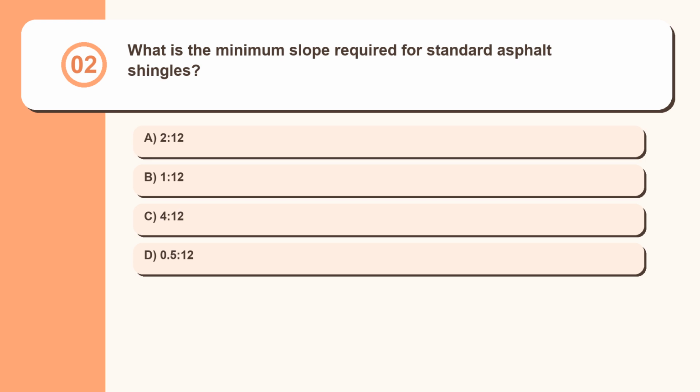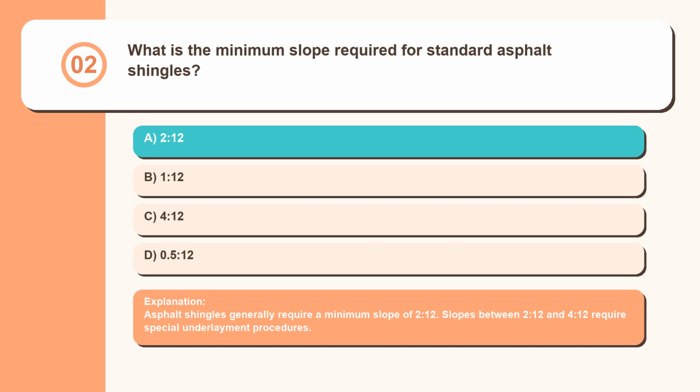Question 2. What is the minimum slope required for standard asphalt shingles? 2:12, 1:12, 4:12, 0.5:12. Asphalt shingles generally require a minimum slope of 2:12. Slopes between 2:12 and 4:12 require special underlayment procedures.